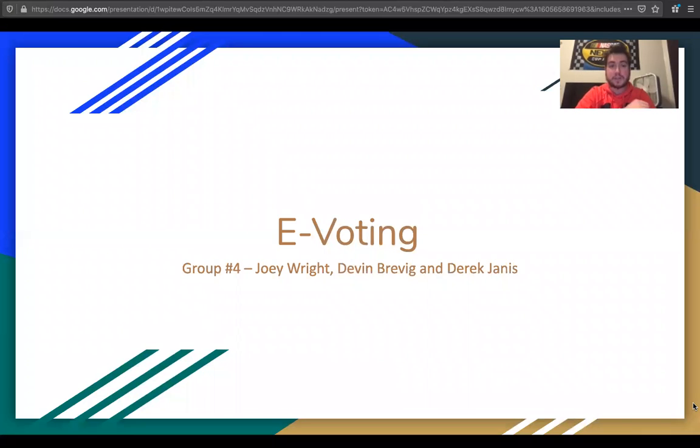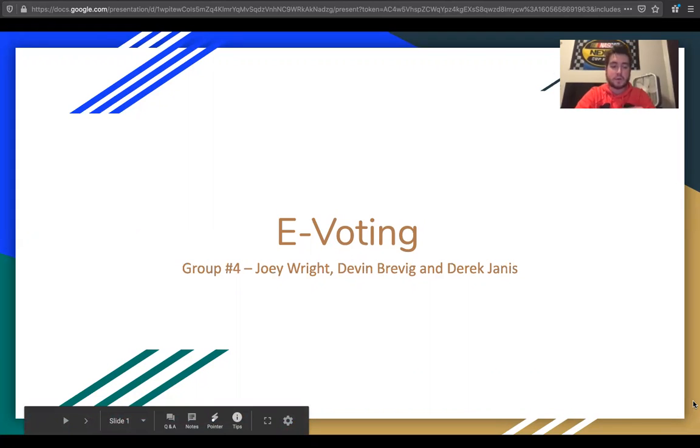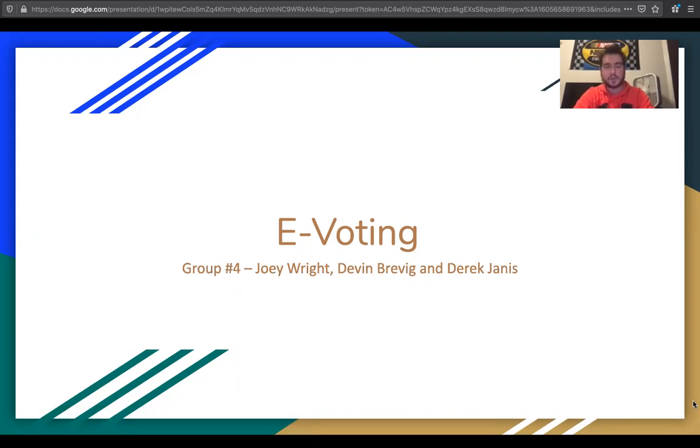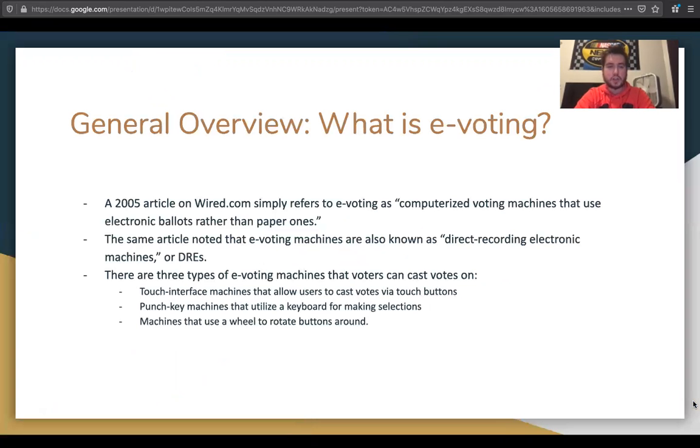And this second presentation, the second part of what we have, is on e-voting. So we're going to take a look at not only e-voting in person at machines, but e-voting online as well. I'm going to tackle them both as we move into our first slide. So a general overview, what is e-voting? We need to establish that right off the bat.